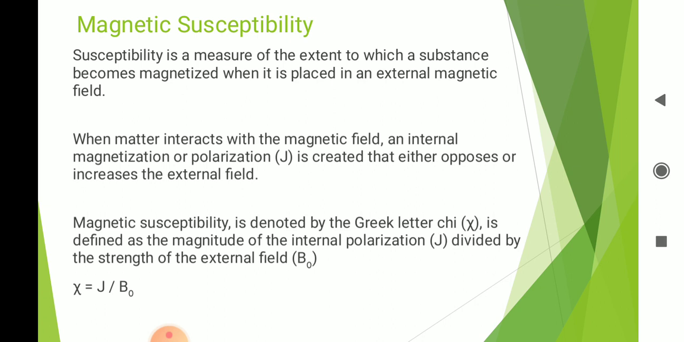Diamagnetic substances have negative susceptibility, chi less than 0. This means diamagnetic materials tend to get repelled by a magnetic field. Paramagnetic, superparamagnetic and ferromagnetic substances have positive susceptibility, so chi is greater than 0.